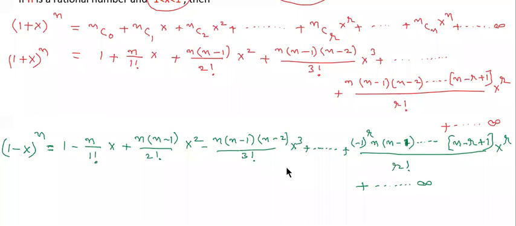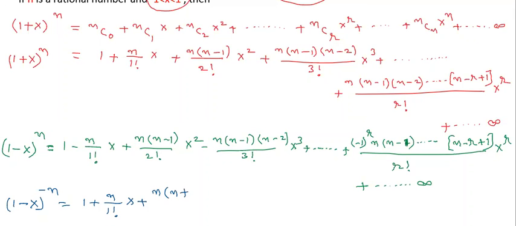This is the 1 plus x whole power n expansion and the 1 minus x whole power n expansion. Now I am going to write another expansion, that is 1 minus x whole power minus n. Students, the 1 minus x whole power n expansion is there. In place of n, just substitute minus n. Then what do we get?